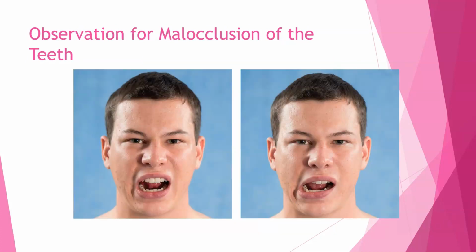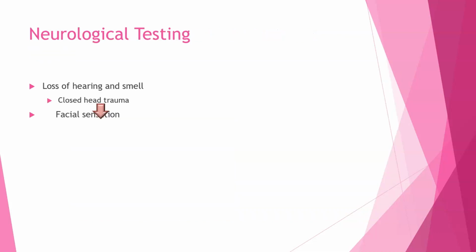See, I didn't even need to do the face-to-face camera. I could have just waited for this picture. Observation for malocclusion of the teeth, where they open it and it's not lining up properly like it normally would. I don't know why that arrow is right there.